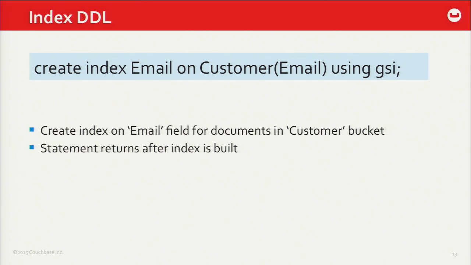So let's now take a look at the index DDL. This is a very simple create index statement. It basically creates an email index on the customer bucket using GSI. This statement itself does two things. One is it will create index metadata on one of the available index nodes. And the other thing it will do is kick off an index build. And this statement will return only after the index build is completed.